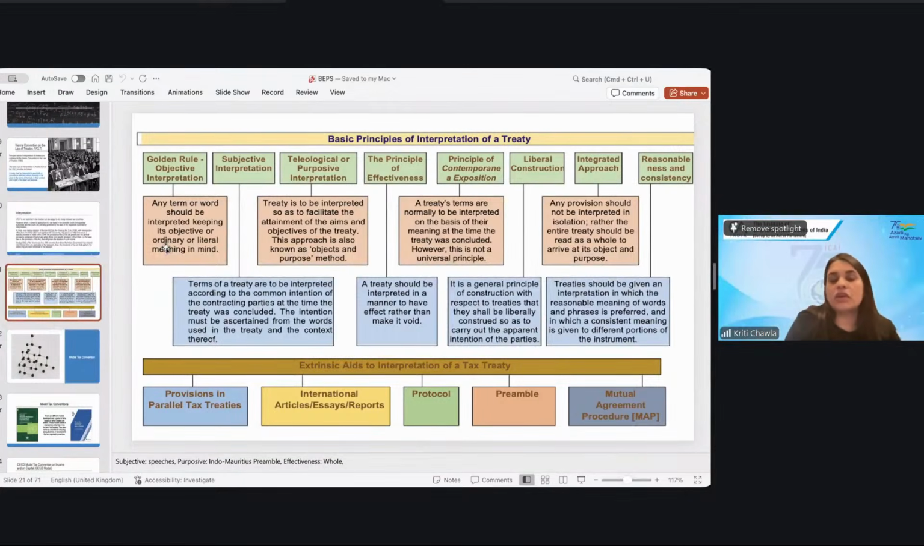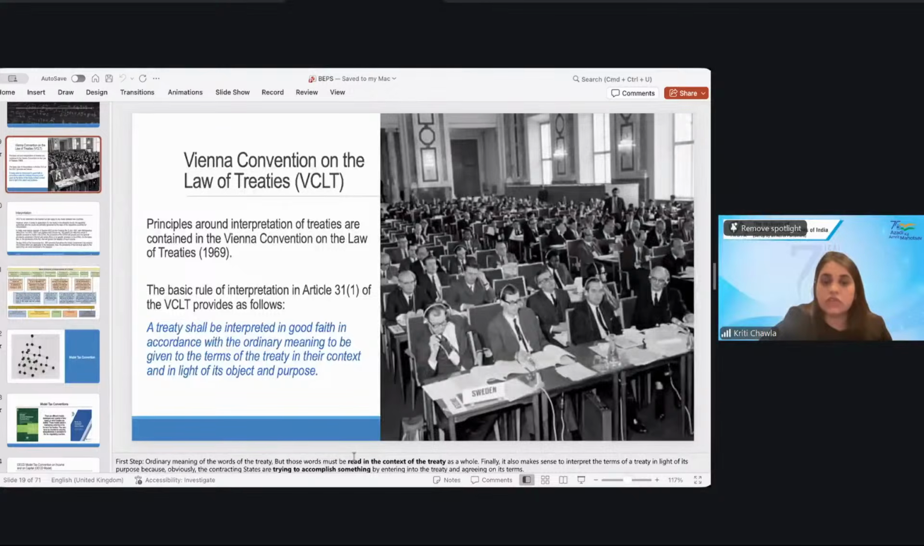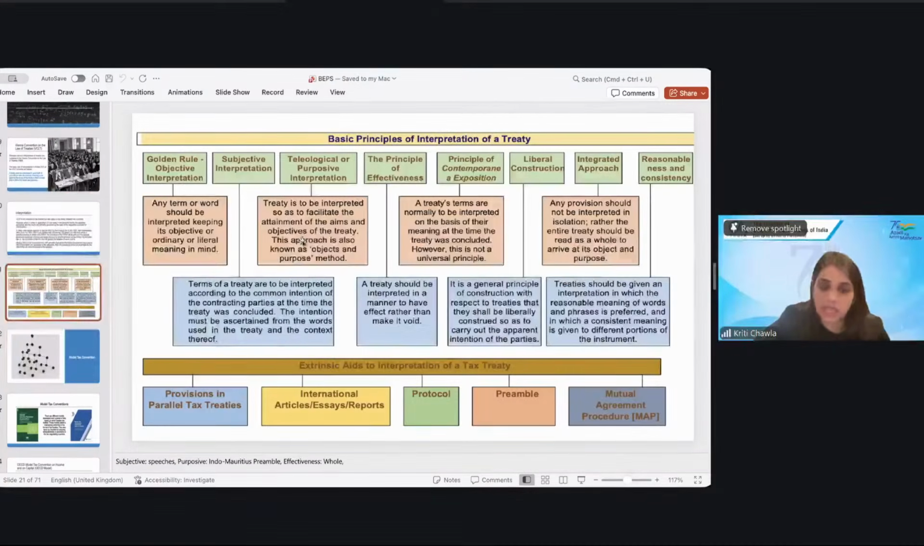Then there is something called as subjective interpretation. Subjective interpretation basically means that the terms of the treaty are to be interpreted according to the common intention of the contracting parties at the time the treaty was concluded. So it's basically the intention that you have to look at. The intention must be ascertained from the words which are used in the treaty and the context thereof. So you have to read the words in the context of the treaty as a whole. So it will make sense according to the purpose, because obviously when the contracting states got into this particular treaty, they were trying to accomplish something, and that is very, very important.